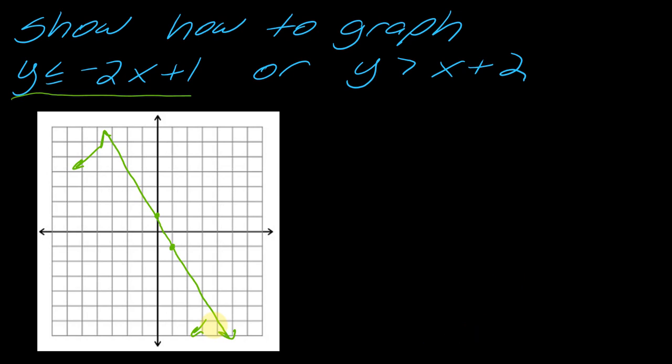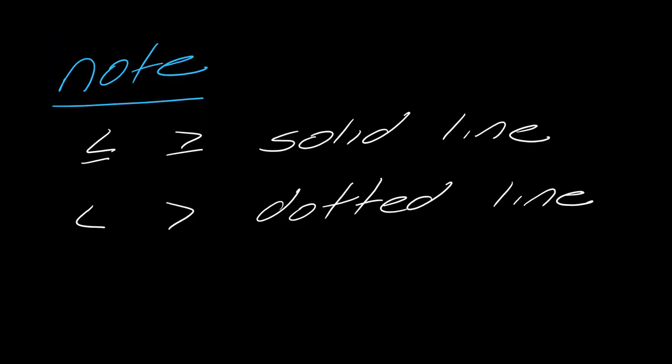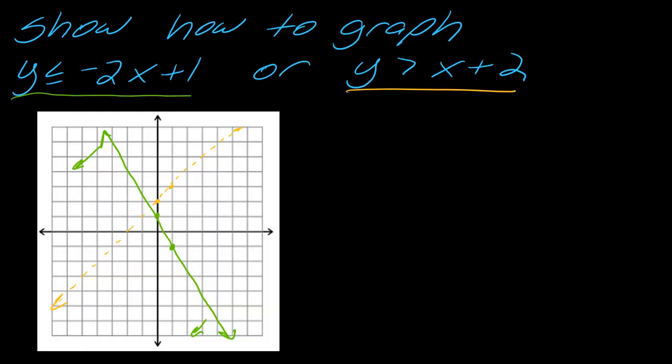So I want to now pivot to the other line. I'm going to use this goldish color. Same idea. This is still in slope-intercept form, so I can go ahead and graph it. It's got the y-intercept of 2. Then I'll go up 1 over 1. And this one has the greater than, so it's going to be a dotted line. So going like that. Just as another reminder, less than or equal to or greater than or equal to gets the solid line. Less than or greater than gets the dotted line. Okay, so I've got the line here.